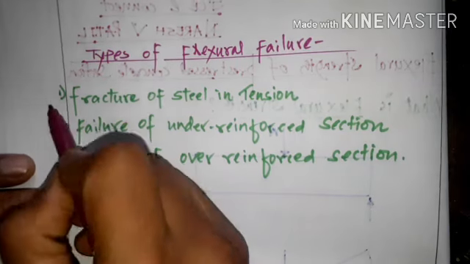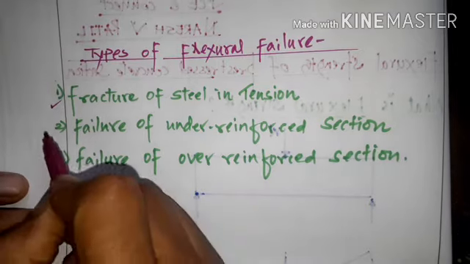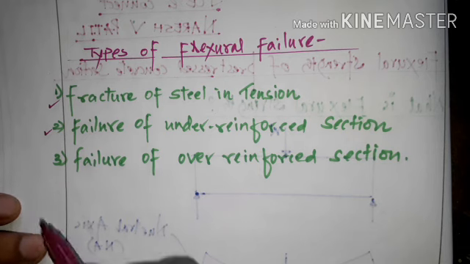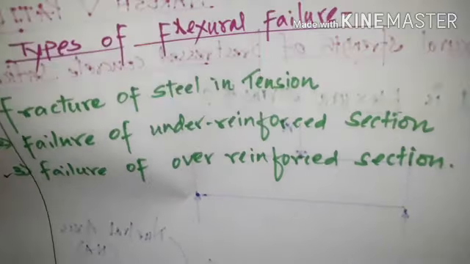First one is fracture of steel in tension. Second failure is failure of under reinforced section. Third one is failure of over reinforced section. So we'll discuss one by one.